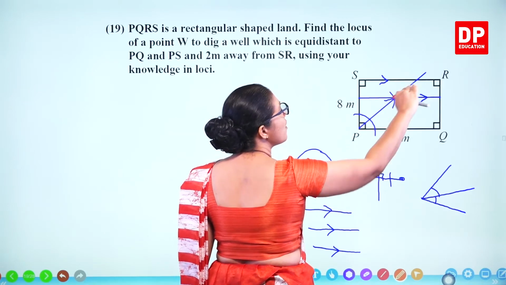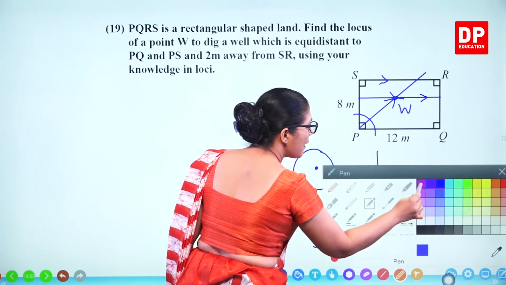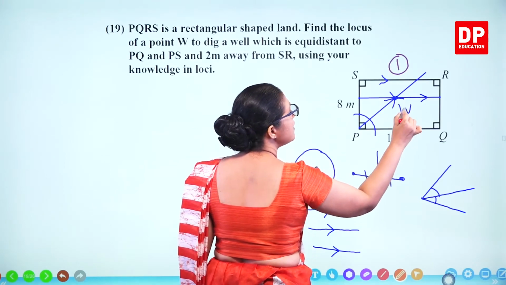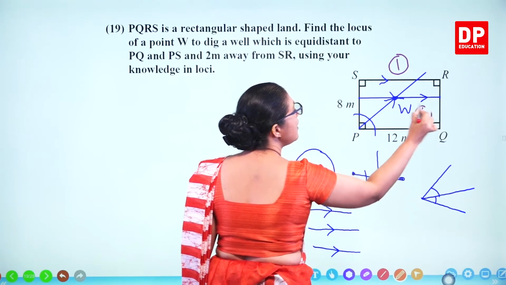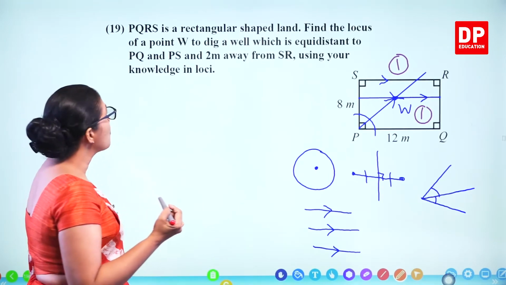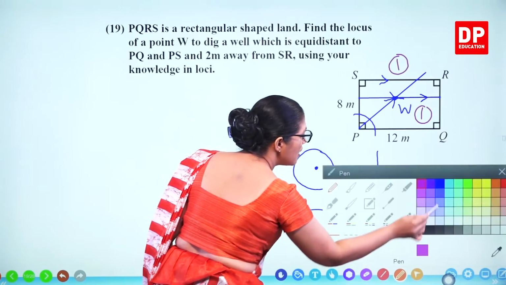So you have to show all loci lines. So angle bisector, you will get 1 mark. And finding the position with the parallel line, 1 mark. So 2 marks for this question. So that's question number 19.